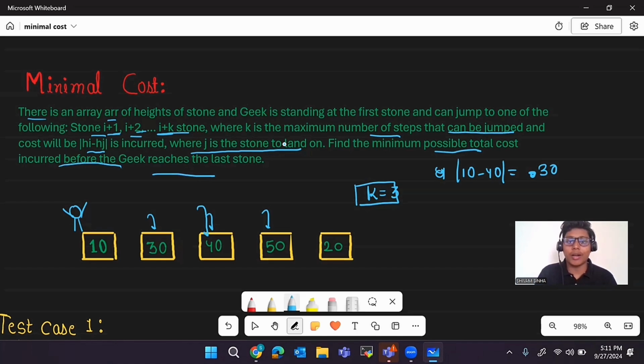Now, find the minimum possible total cost incurred before Geek reaches the last stone. As you can understand from the problem statement, this is the source and this is your destination, and you need to reach from source to destination such that your cost is minimum. So let's try to understand and let's see some of the test cases.